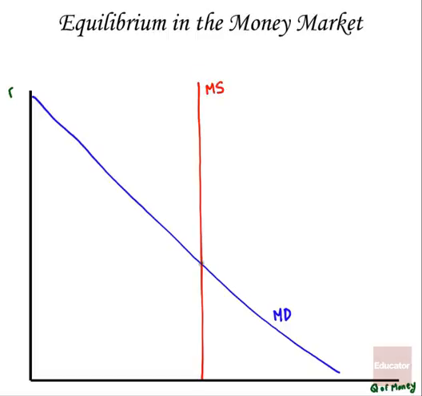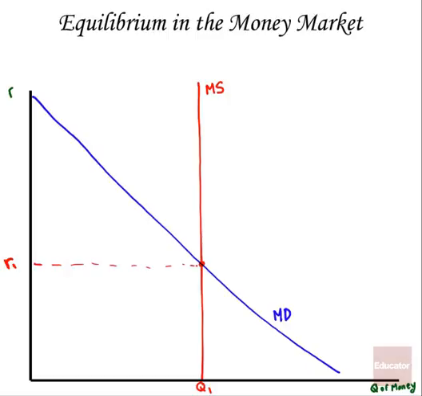So MS here. You have the intersection of MS and MD, and you have the equilibrium interest rate. Let's label this R1. And then you have the equilibrium quantity of money here. So this is how the equilibrium is determined in the money market, the interaction between the money supply and the money demand.